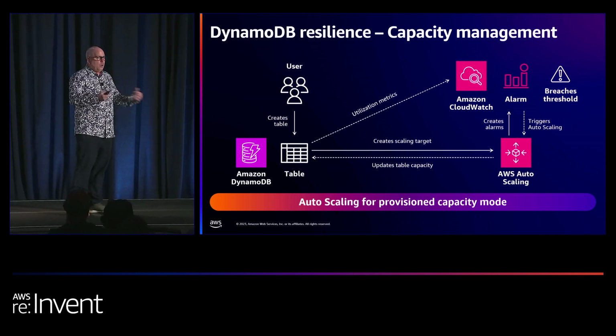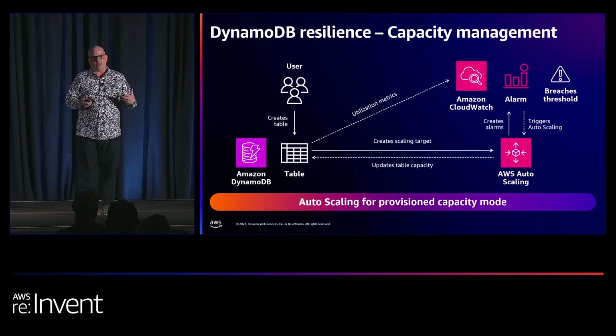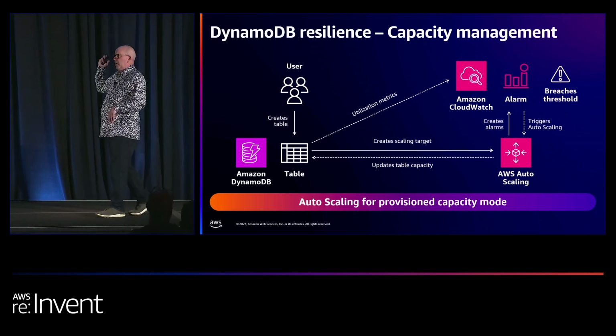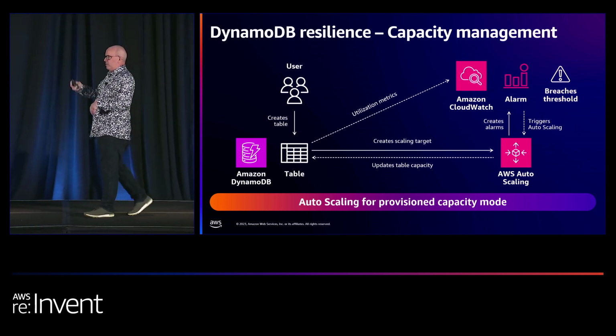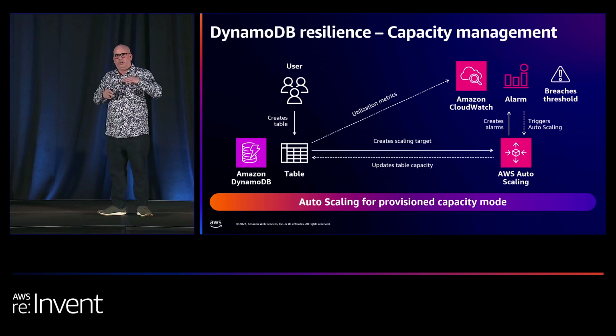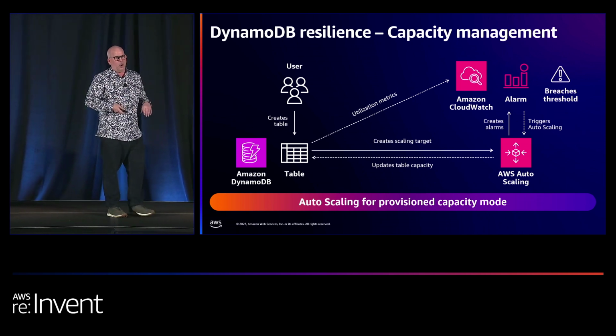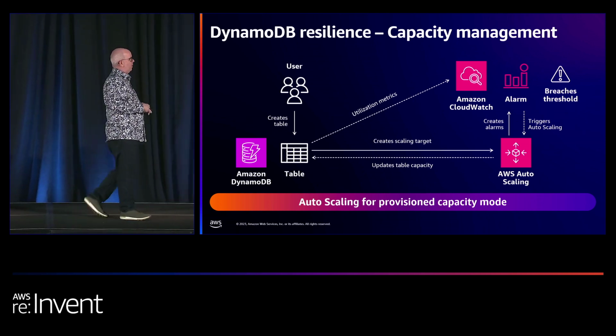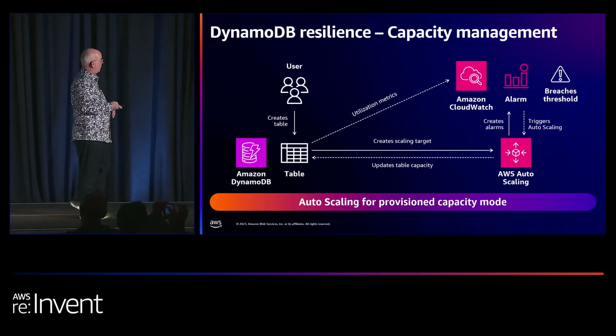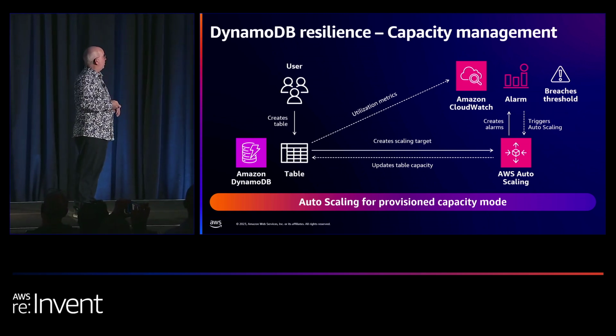Now, of course, most customers don't want to manually manage these knobs for themselves. And so we offer integration with the AWS autoscaling service that allows you to set limits, ceilings, and then targets for your capacity for your database, and it'll automatically scale up and down depending on the traffic throughput that we observe.